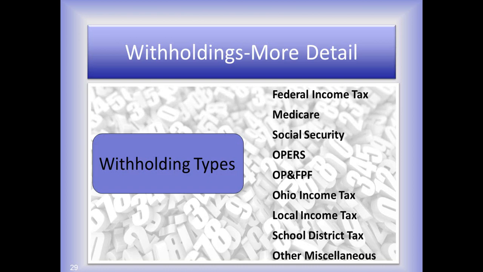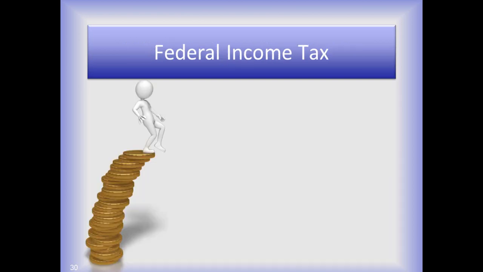We will discuss here federal income tax, Medicare, Social Security, OPERS, OP&FPF, now those are retirement withholdings, Ohio income tax, local income tax, and school district income tax, and several other miscellaneous withholding types. Now first, let's talk about federal income tax.